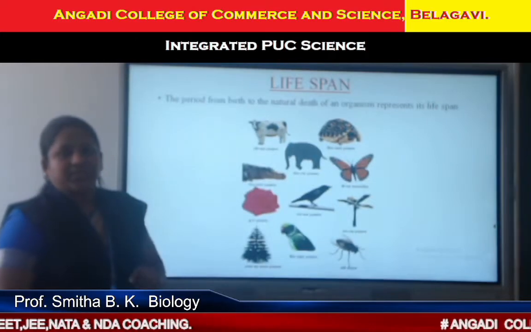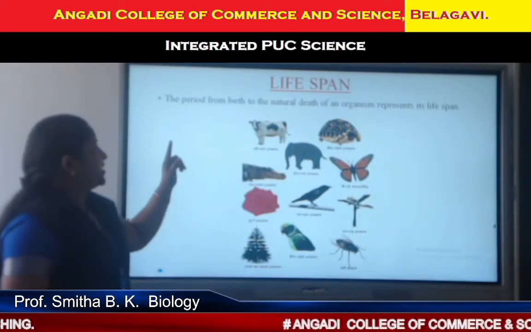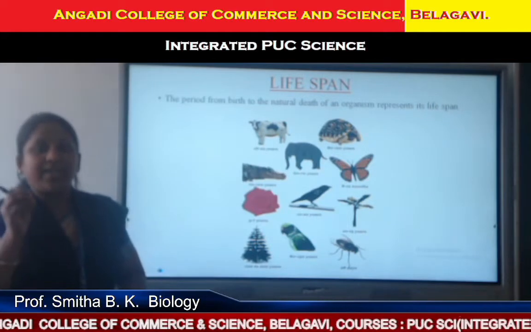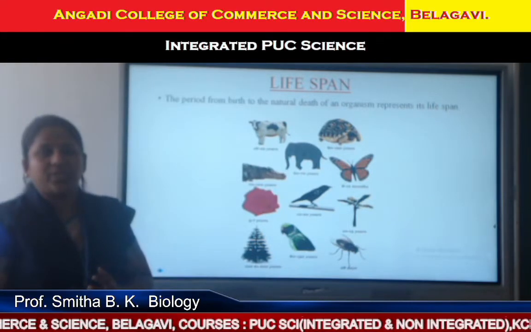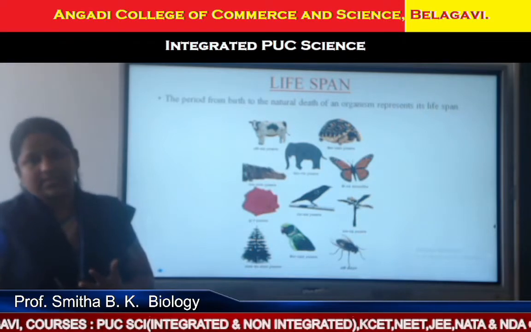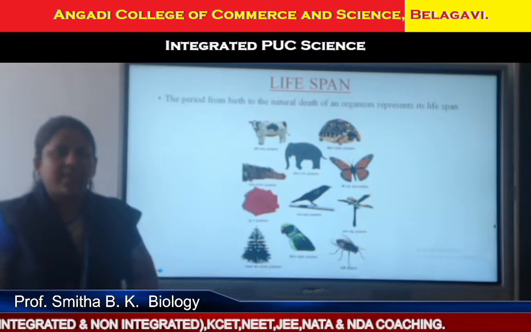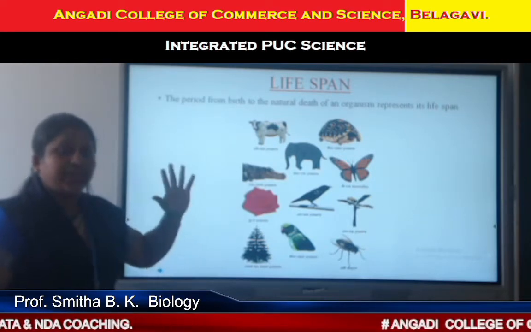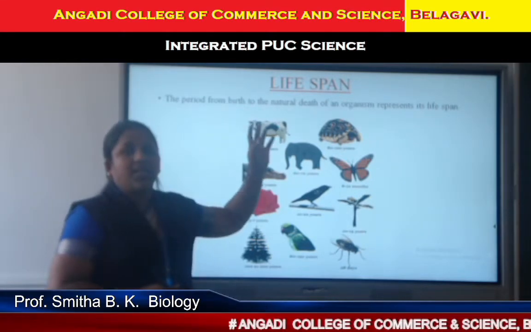What is lifespan? It is the period from birth to the natural death of an organism. So any organism, it might be a unicellular organism or a multicellular organism, say for example plants and animals, they have different lifespans. We human beings also have different lifespans, but it is only till the natural death, not accidental.